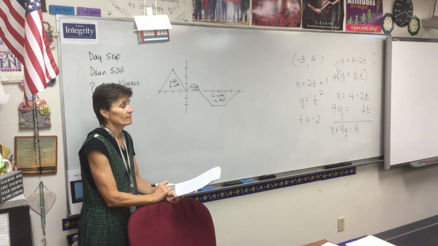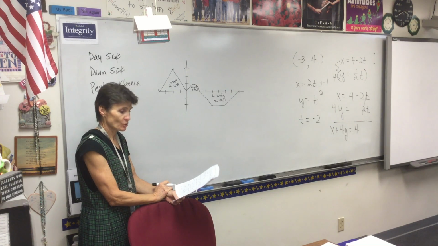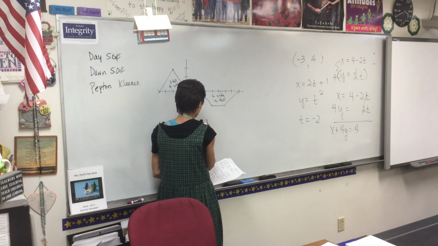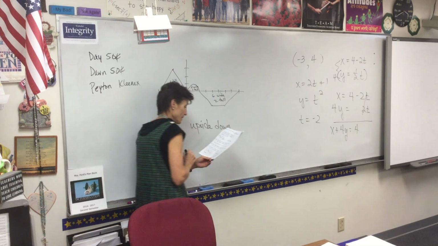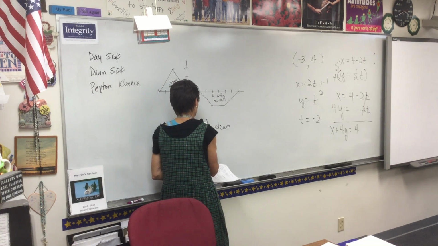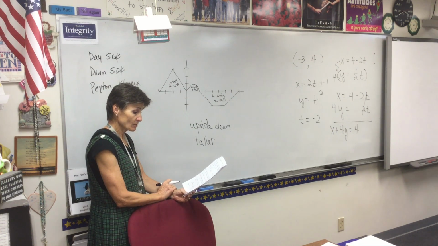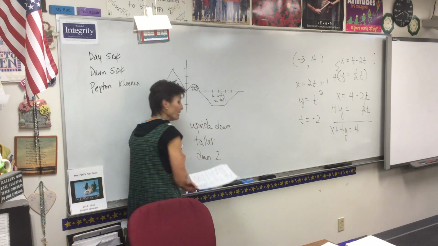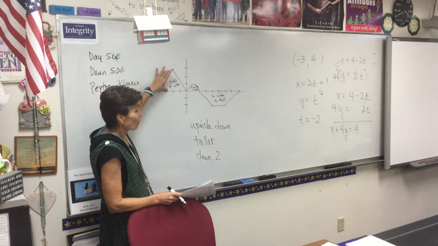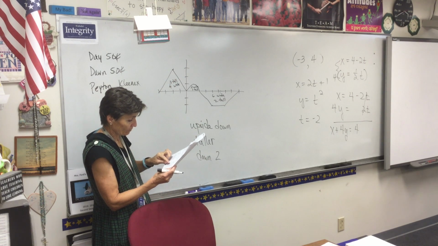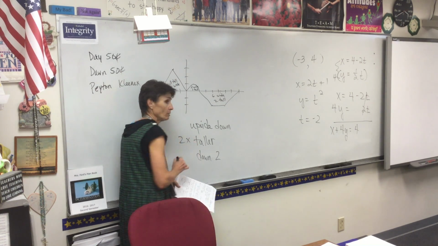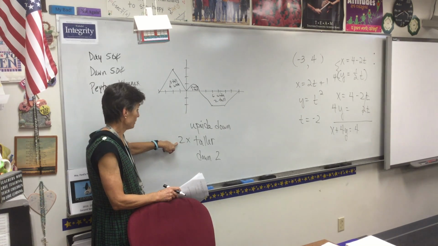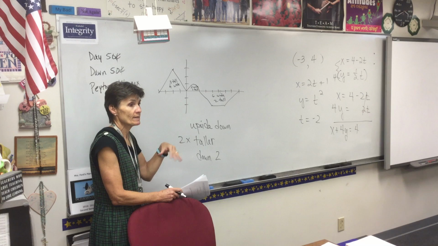So let's look at the new picture and talk about what changes were made. What do you notice about it? It's upside down. It's taller. Anything else happen? It went down too. Now, can we tell how much taller it is? I made notes here. My triangle was 3 tall. How tall is this triangle? So it's 2 times as tall. So we went upside down, we made it 2 times as tall, and we moved it down 2.